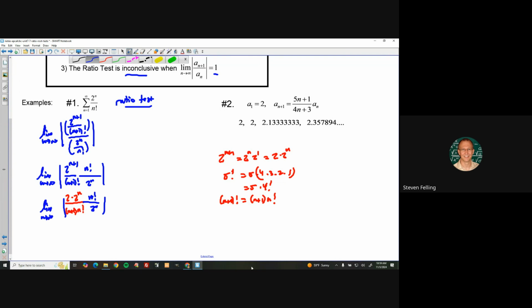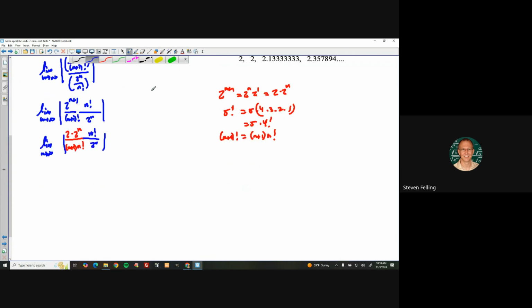Okay, so now there's cancellation that typically happens. So this 2 to the n cancels this 2 to the n. This n factorial cancels that, and we end up with the limit as n approaches infinity of just 2 over n plus 1. The absolute value isn't really doing anything. If you have a constant divided by something that's going to infinity, that is 0. And because it's less than 1, you can say, therefore, the original series, n equals 1 to infinity of 2 to the n over n factorial, converges by the ratio test.